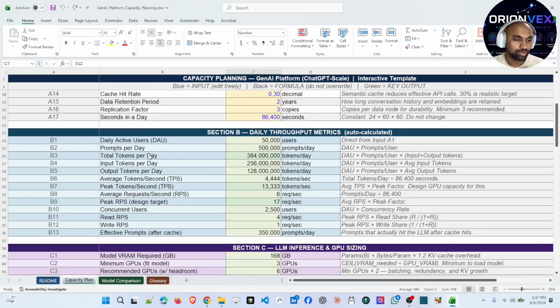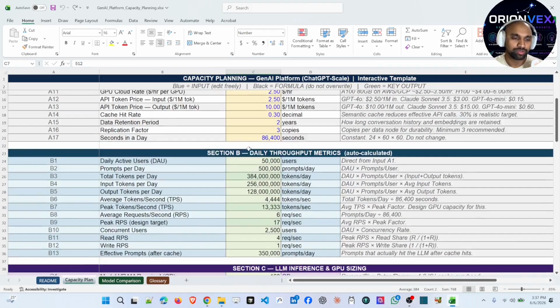That is the total tokens per day. For the input tokens, we need to consider DAU, daily average users, into prompts per user, into average input tokens. Similarly, for the output tokens per day, instead of the input tokens, we need to consider the average output tokens. These are simple mathematics.